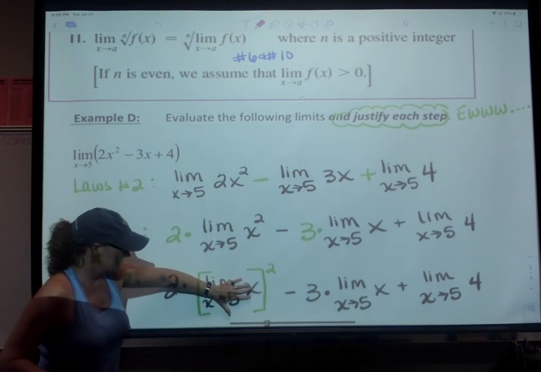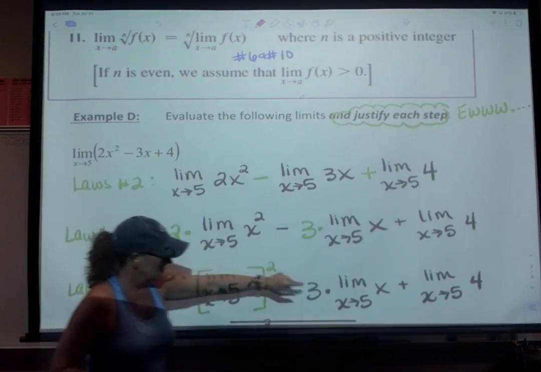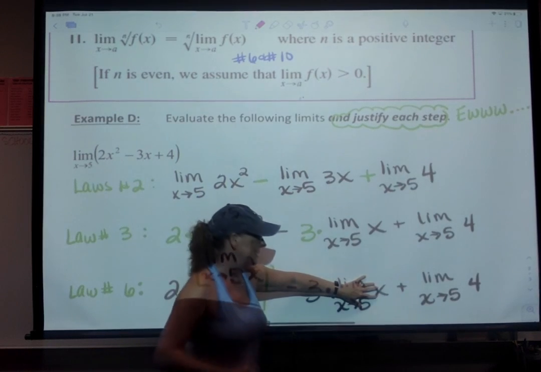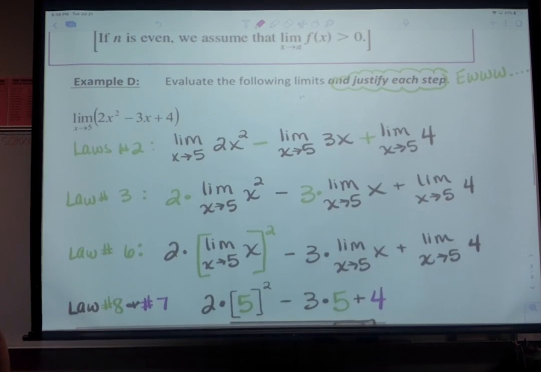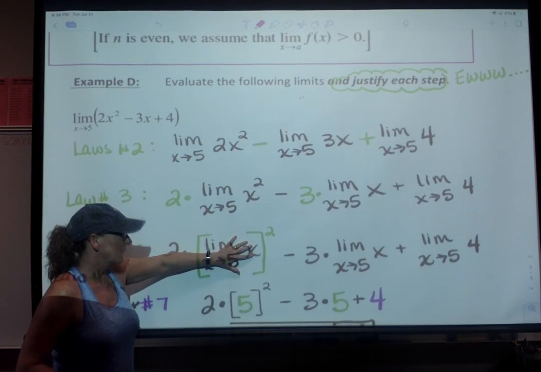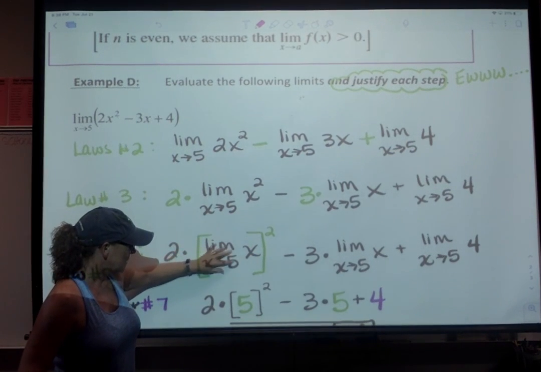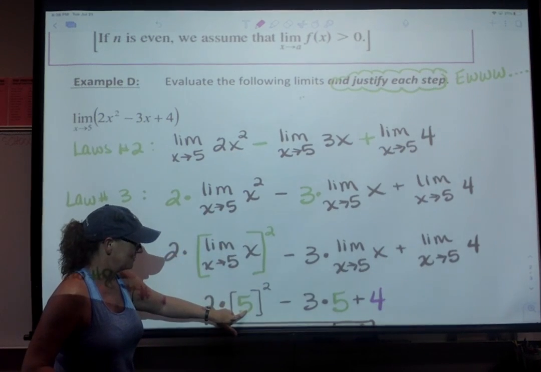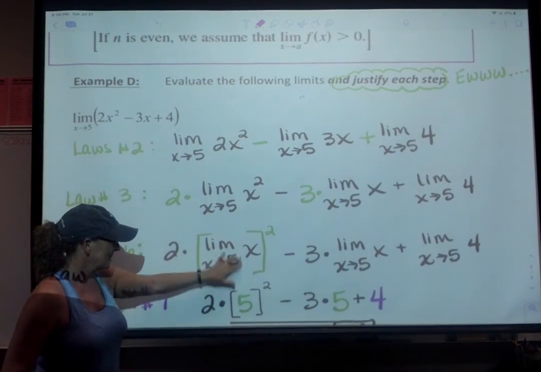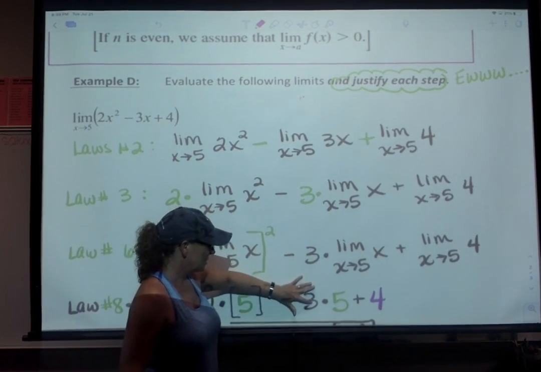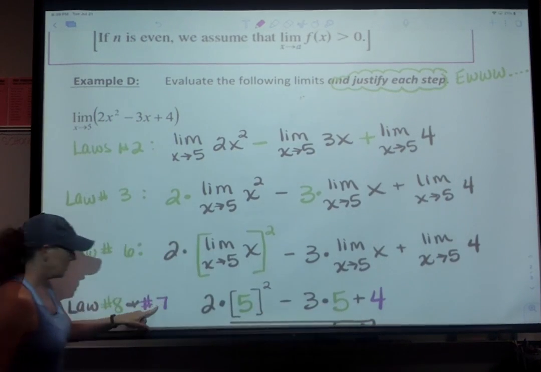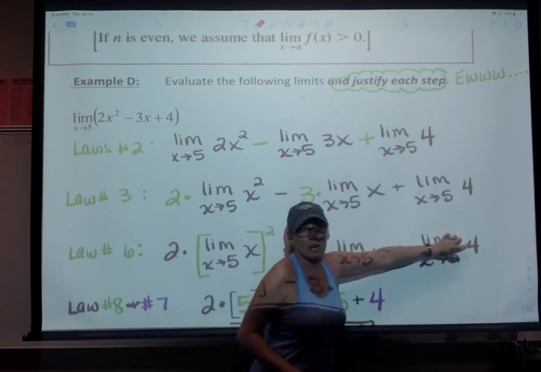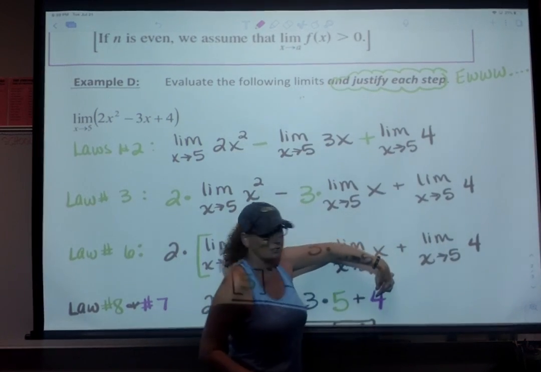So this right here is a law that's up there. This right here is the same law that's up there. And this is a law that's up there. So this first one comes from law number 8. And the limit as x approaches 5 of x is just 5. Okay, so that became a 5. That's still squared minus. The constant stayed. This is just 5. And then law number 7 said the limit of a constant is just the constant.